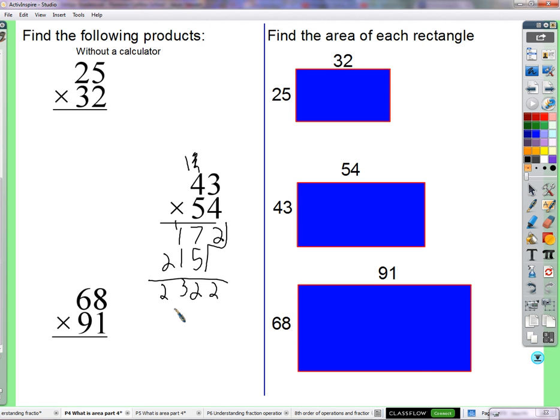Yeah, that's right. Oh, I forgot to do that. 172. I forgot to put the 1 there. Ah.